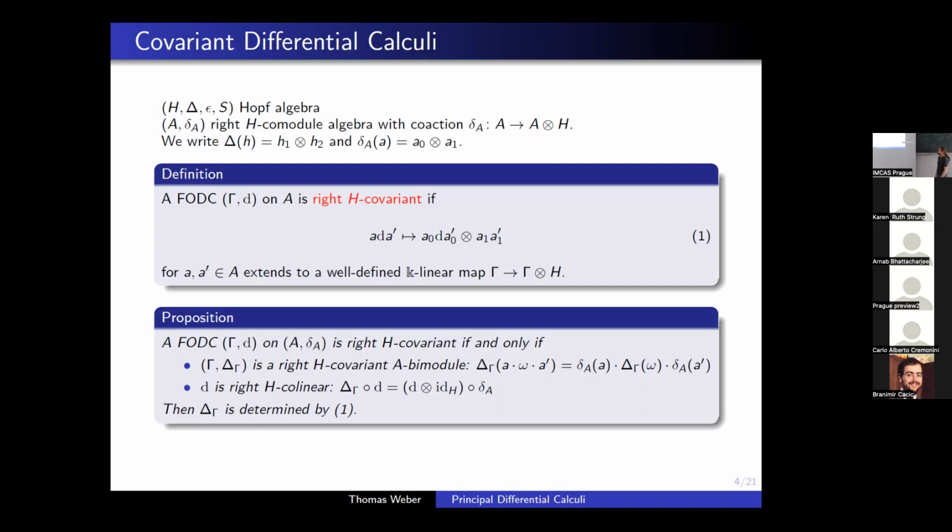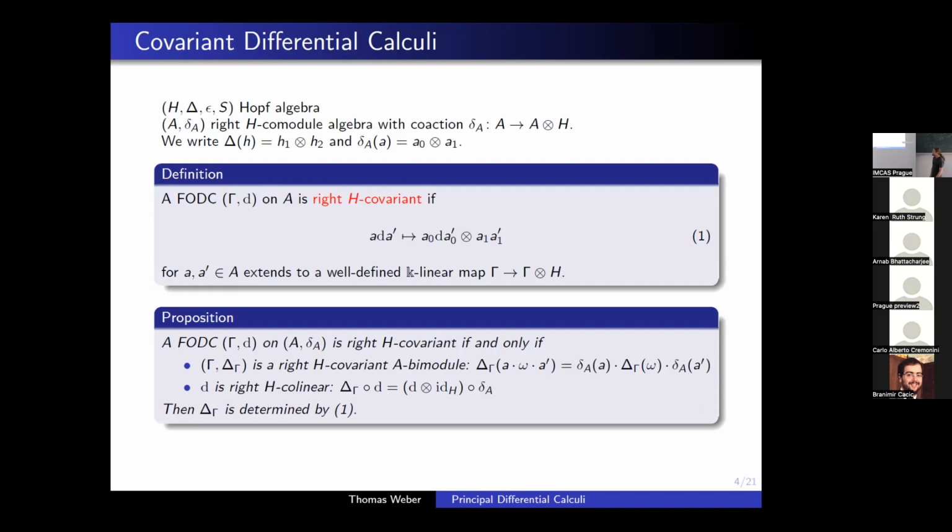And we are using these shorthand notations. So for delta H, we just write H1 tensor H2. Well, it's clear that this is usually a finite sum, but we are lazy, so we are just writing this. And in a similar way for the coaction, but here we are using the 0 to note, okay, this is special, this is the part in A, and the 1 is this part in H.